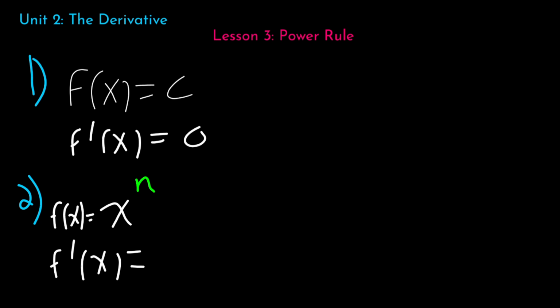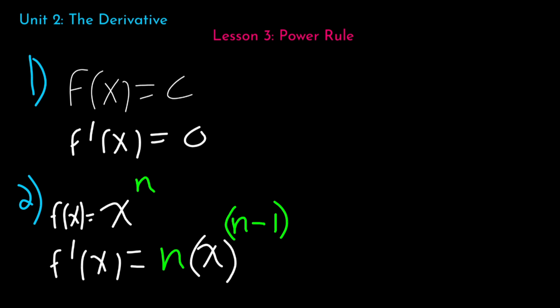The rule is that I'm going to multiply this n on the top to the whole function itself, okay? Leave the inner function alone, and then take the exponent and subtract its exponent by 1. So now it's not to the n, it's to the n minus 1.